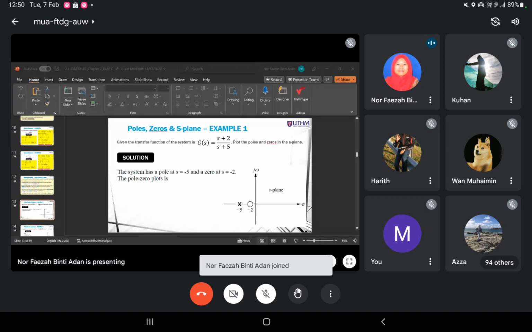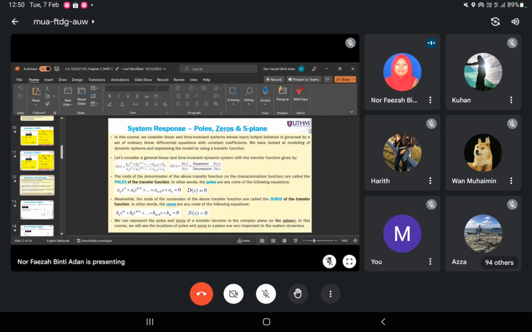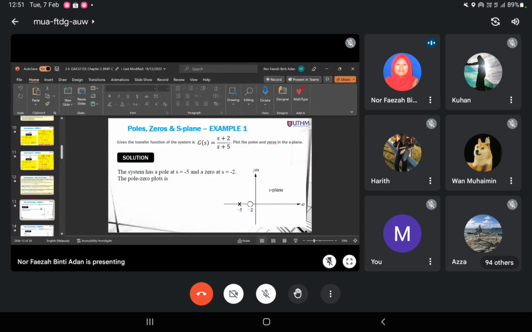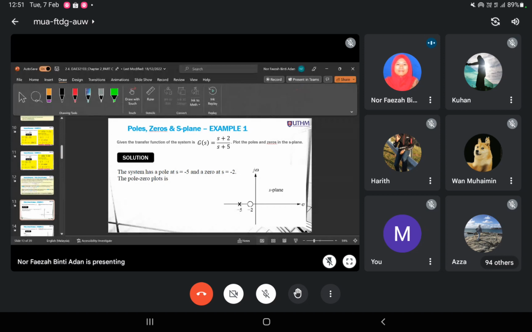Chapter 3 part C. Okay, so yang bahagian yang sini, system response, pole zeros, explain. So, how to determine stability? Mesti kena tahu position of poles. So, macam mana nak tahu position of poles? You kena cari the roots of the denominator. Ni denominator. So, you cari roots je. S tambah 5 equals to 0. So, S sama dengan negatif 5.